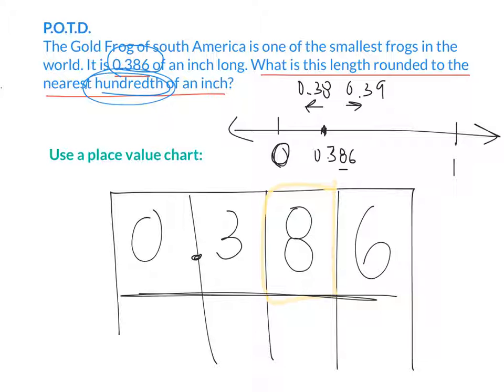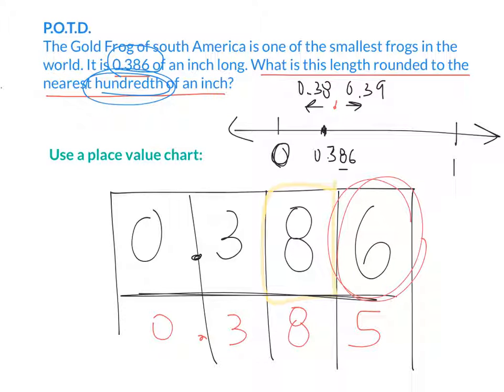And we look at the thousandths place to decide. What's right in between 0.38 and 0.39? What's right in the middle? 0.385. If 0.385 is right in the middle, is 0.386 bigger or smaller than the midpoint? Bigger. So does that mean it's closer to 0.39 or 0.38? 0.39. Very good. And that's what rounding is. You're seeing if it's closer to the lower end or the higher end.